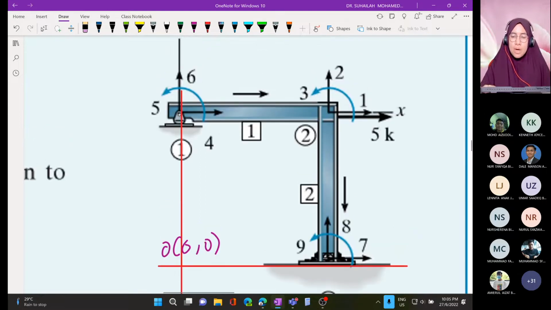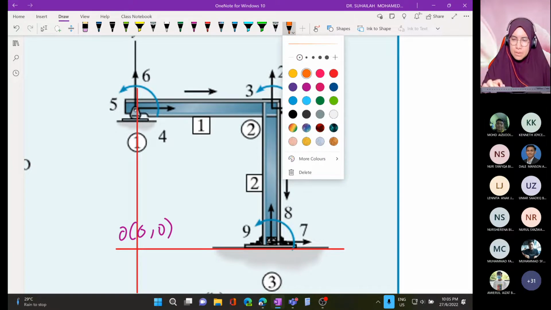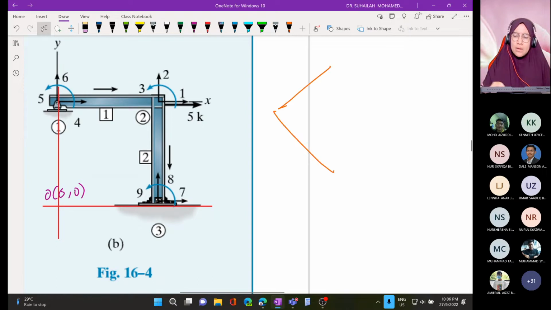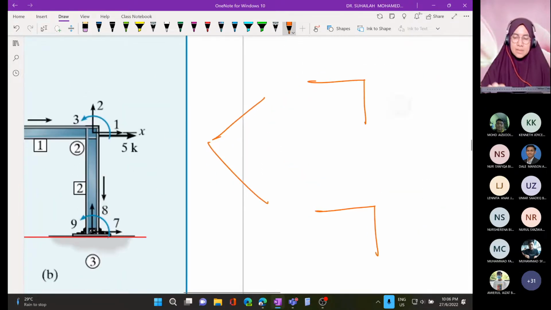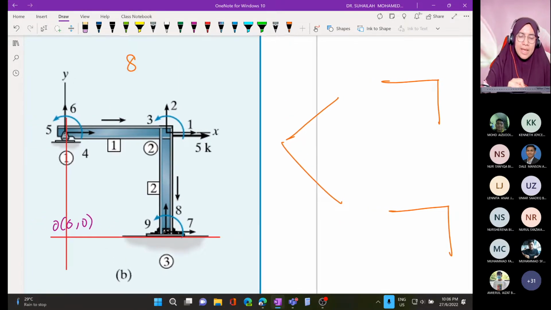So if we want to label, unknown reaction first. If it is difficult to draw, you draw separately like what I have shown to you previously. Okay, so we just sketch like this. Reaction. There are 9 degrees of freedom in total.